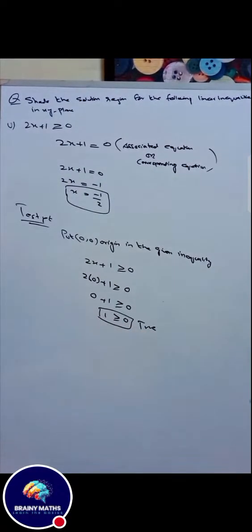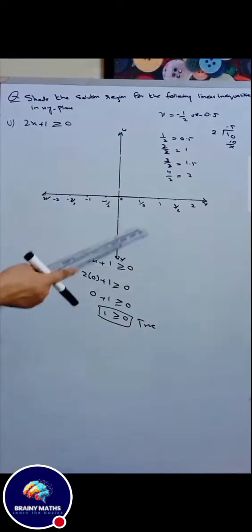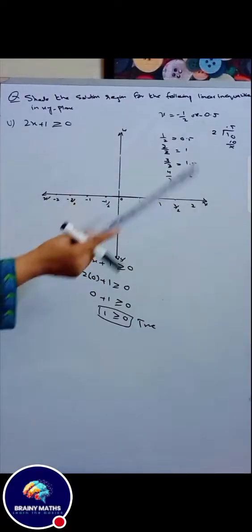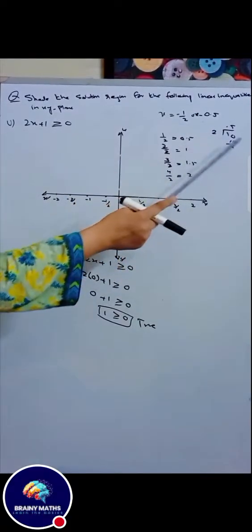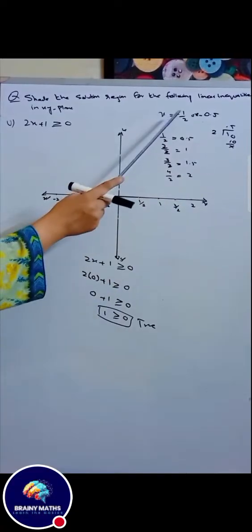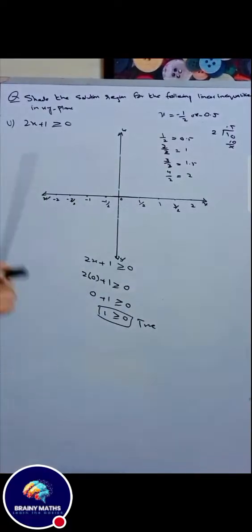So now we have to present this on the x-y plane. I have told you whenever you are confused how to represent this on the x-y plane, you just divide it. 1 divided by 2, that is 0.5. In other words, x equals minus 1 by 2 means minus 0.5. Clear?